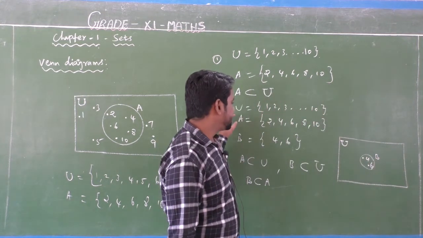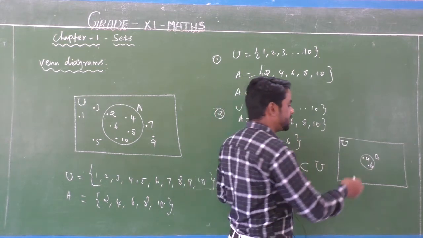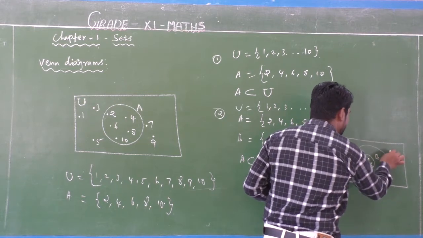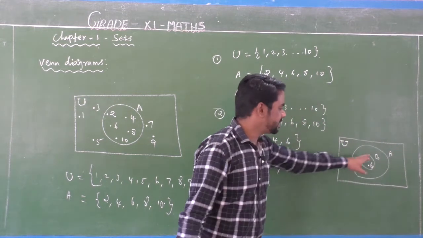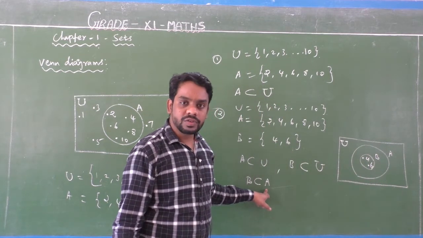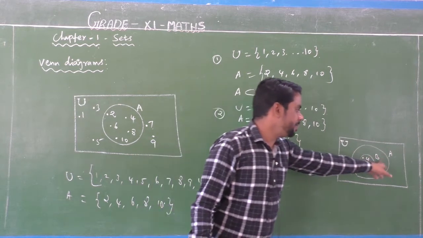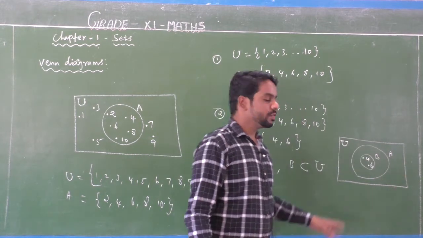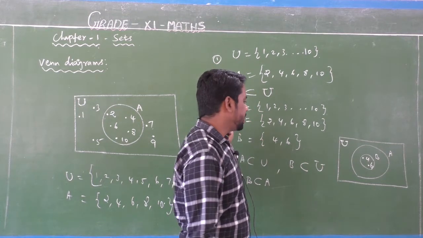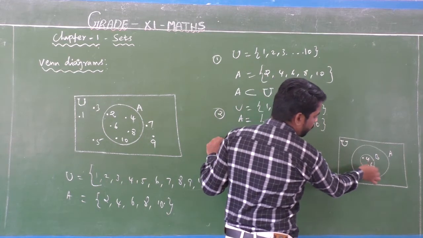And the set A has 2, 4, 6, 8, 10. Listen, this is set A. The set A contains the set B. The set B is a subset of A. So 4 and 6 always belong to both the set B and A. So 4 and 6 are common elements in A and B.